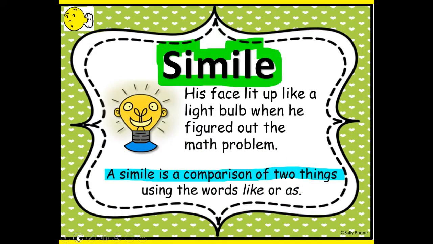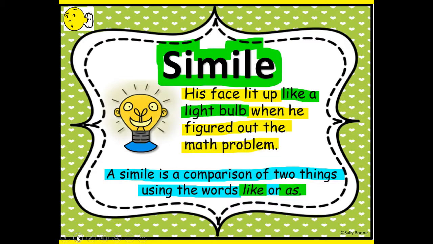A simile is a comparison of 2 things using the words like or as. So here's our example: his face lit up like a light bulb when he figured out the math problem. So was his face a light bulb? No, this is figurative language. His face lit up like a light bulb when he figured out the math problem.